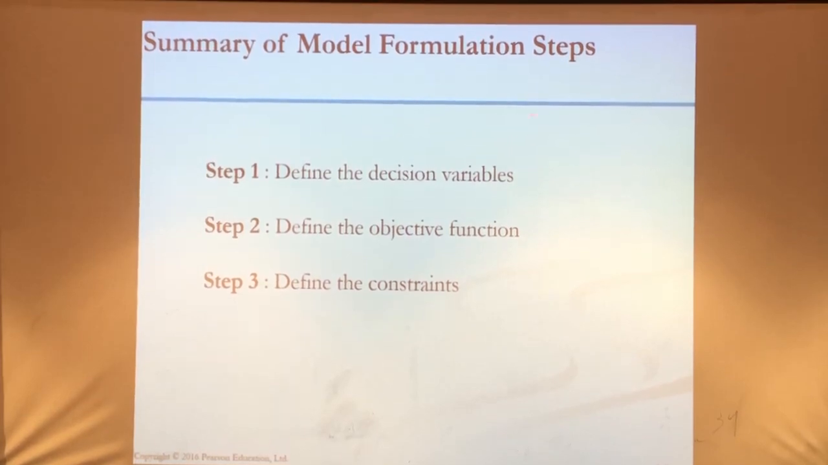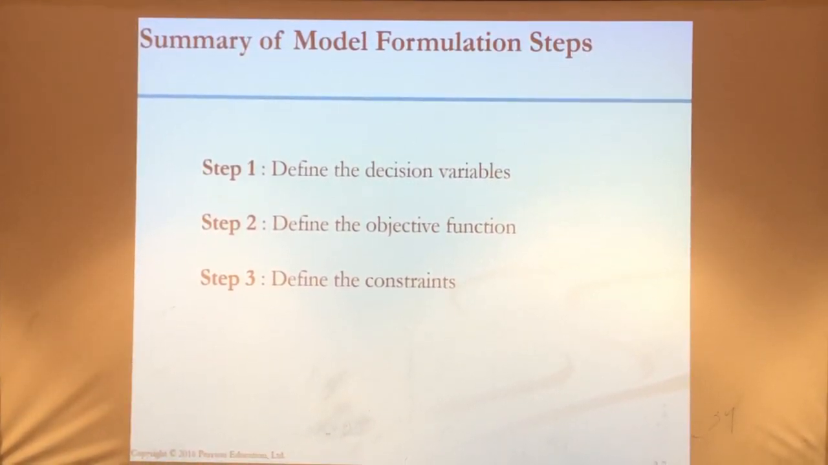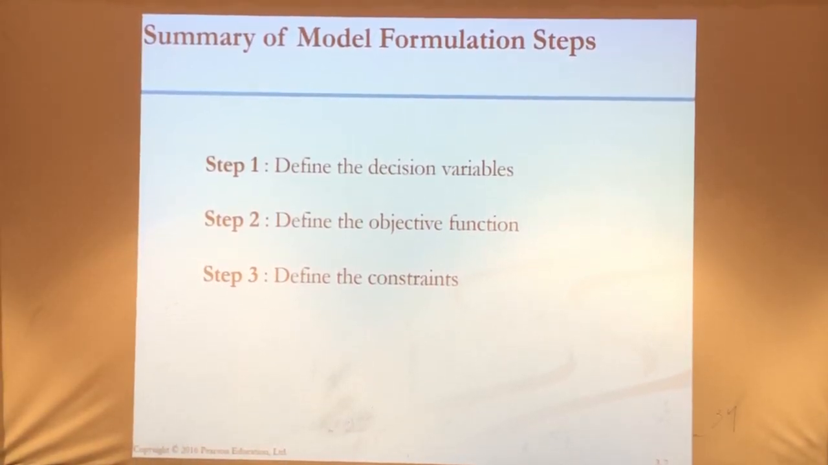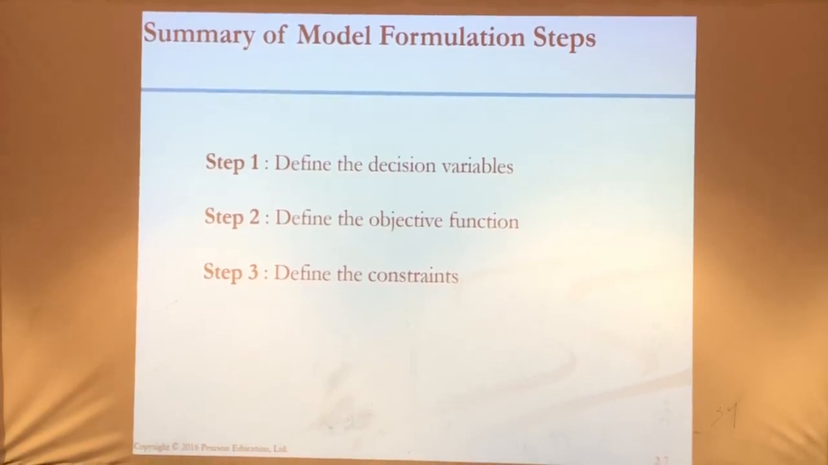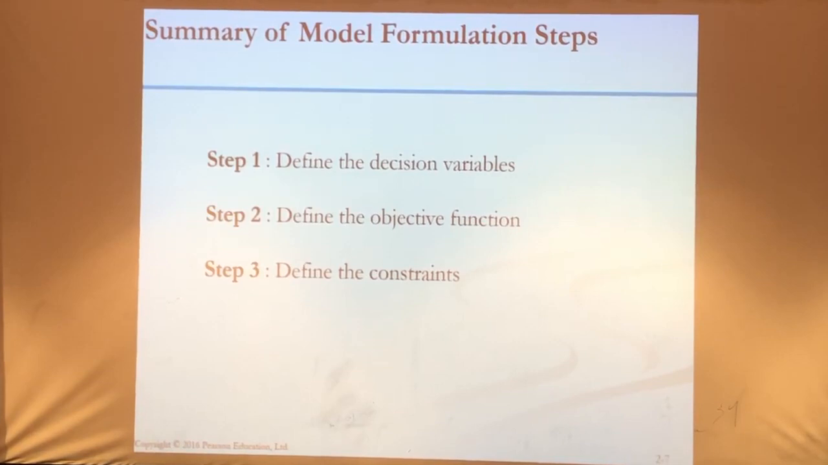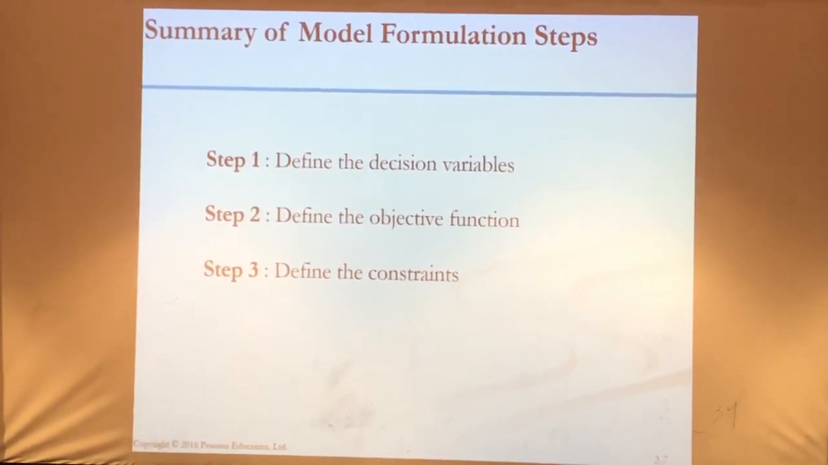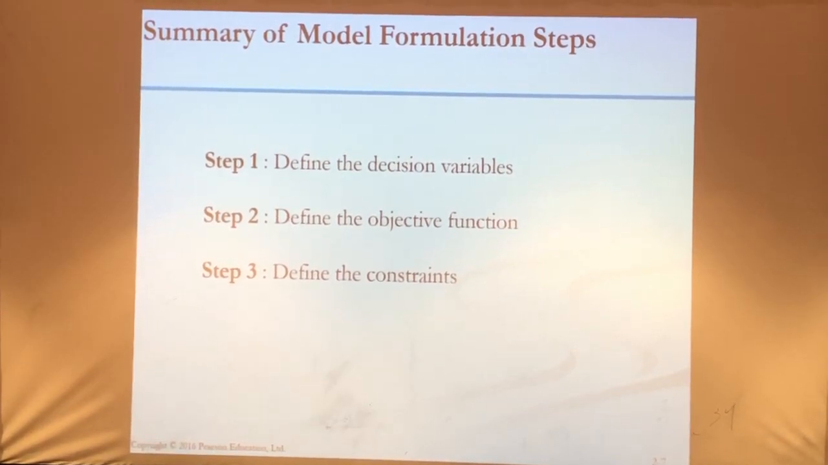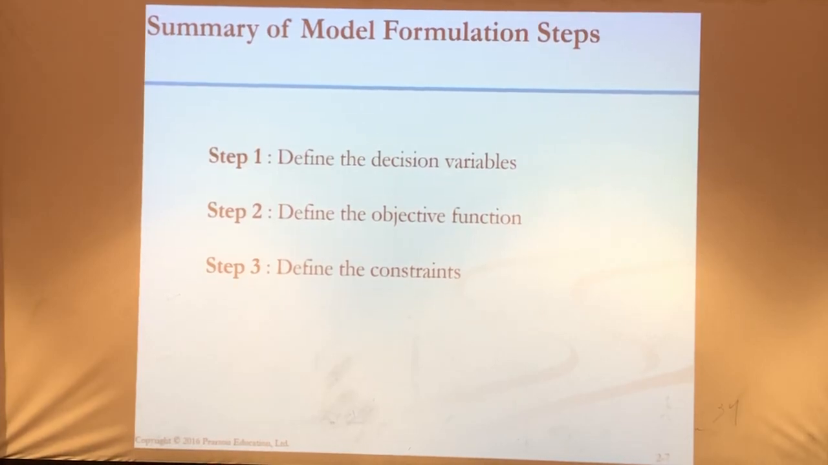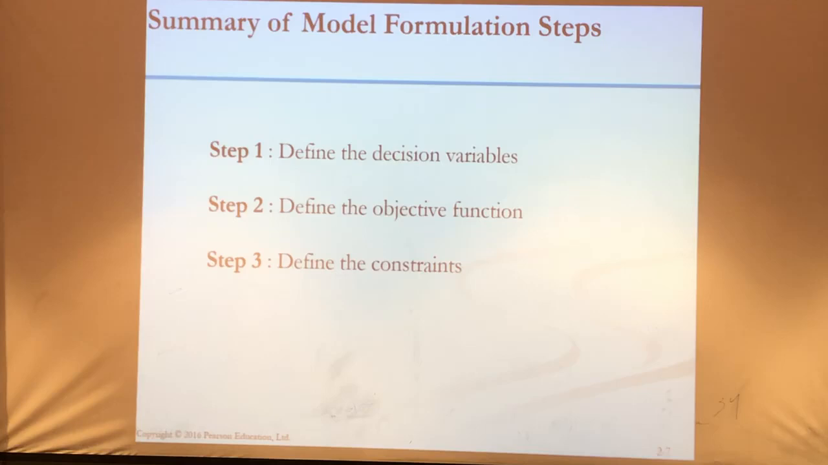The summary of the model formulation steps: define the decision variables. We read the problem and identify what we have to decide, what we are going to decide about. So we have to find out the decision variables and define them. And then define the objective function: write down the objective function in terms of these decision variables, and then write down the constraints.